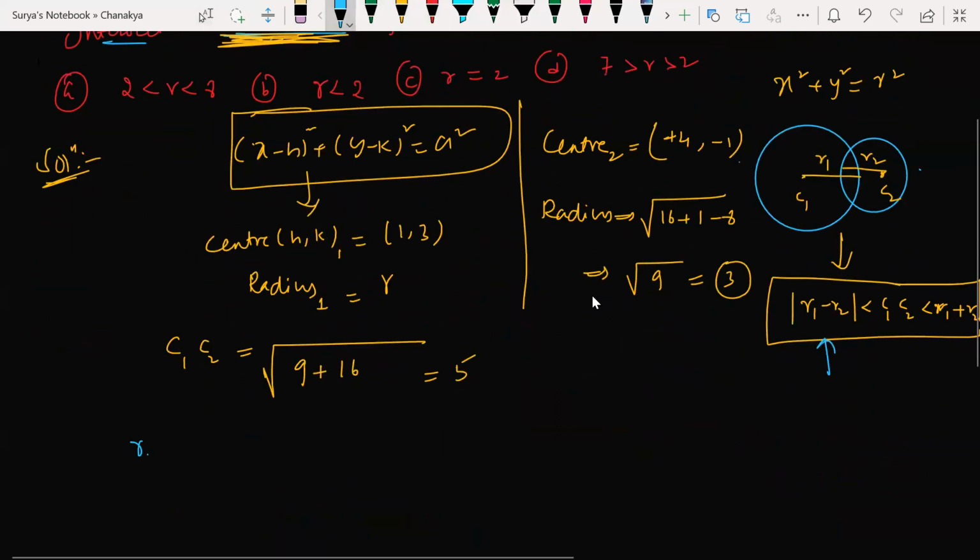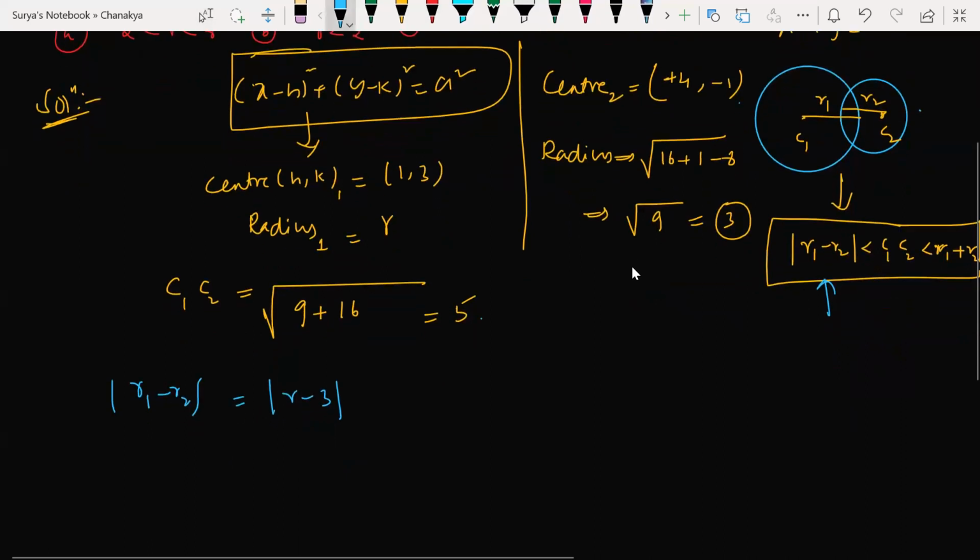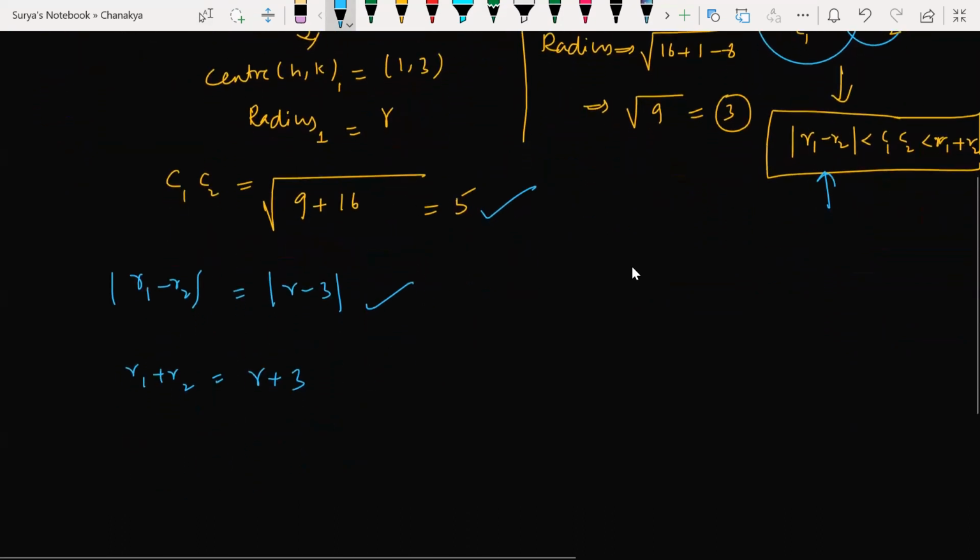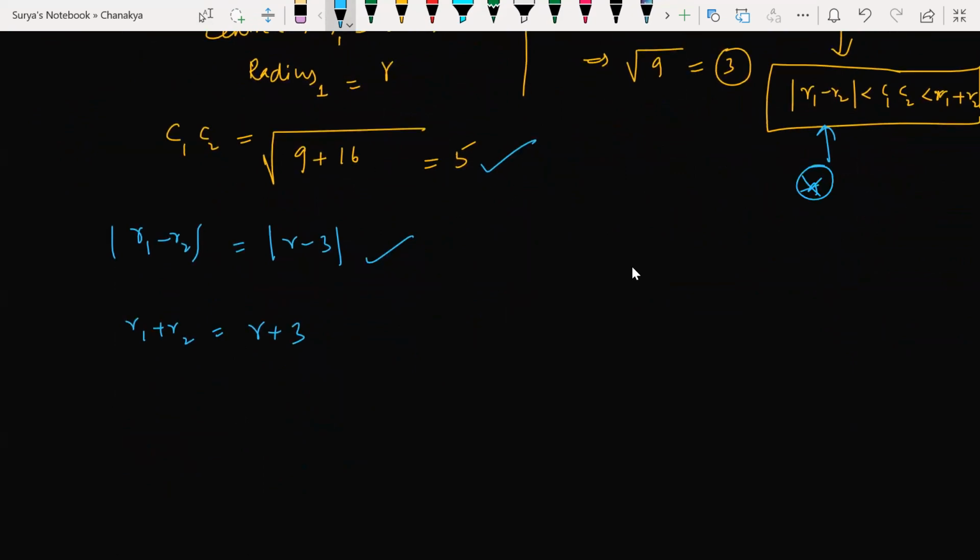Now look at this here. What is my R1 minus R2? R1 minus R2 is going to be R minus 3. Am I correct? What is C1, C2? Already I got 5. What is R1 plus R2? R plus 3. Am I correct? Now let us use this condition. Let us consider this as the star equation.